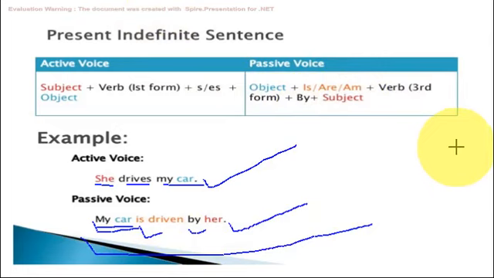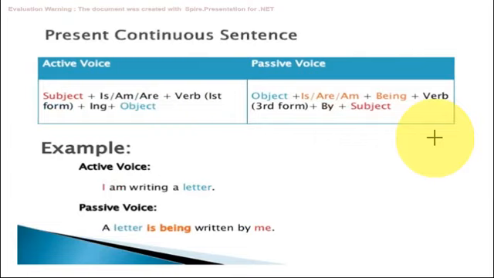Now moving toward the next slide. Now see here, present continuous tense. Now remember the rules. Here I have given one example: I am writing a letter. Basically, the present continuous sentence in English is used to talk about the action which is going on at the time of speaking. Anyway, this is not important for us here. What is important? How to convert a sentence of active voice into a passive one.